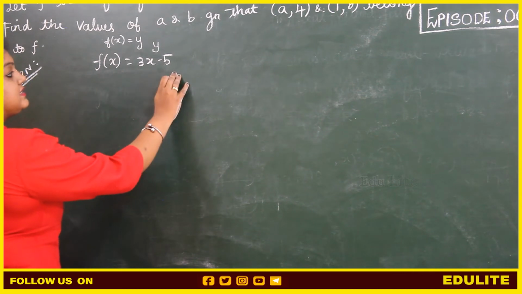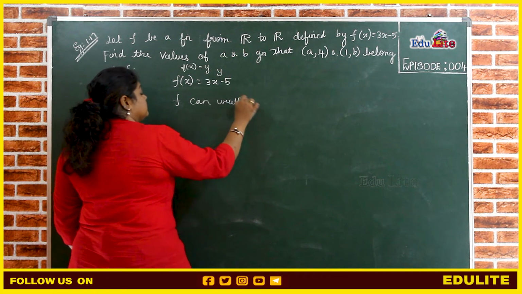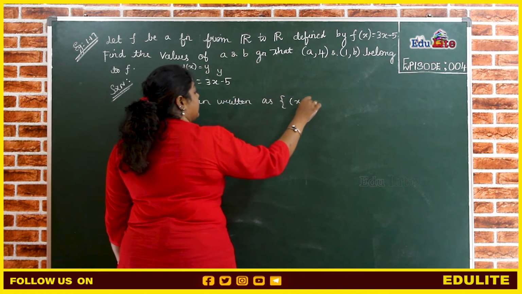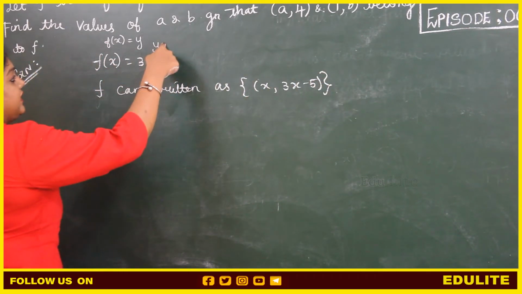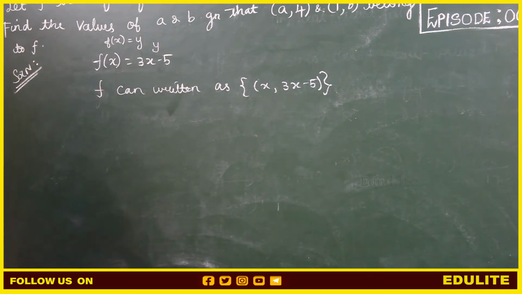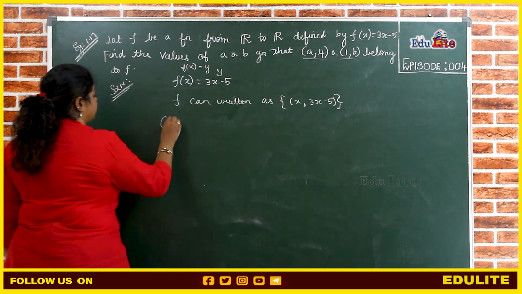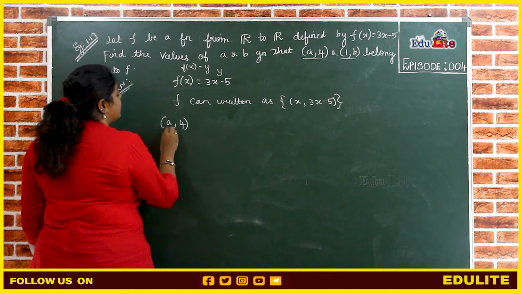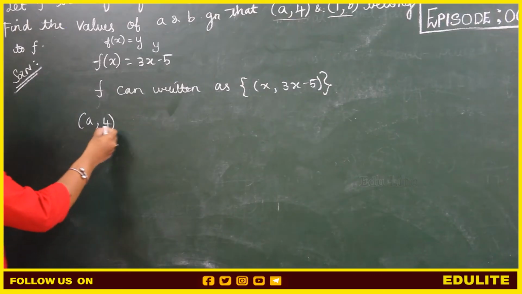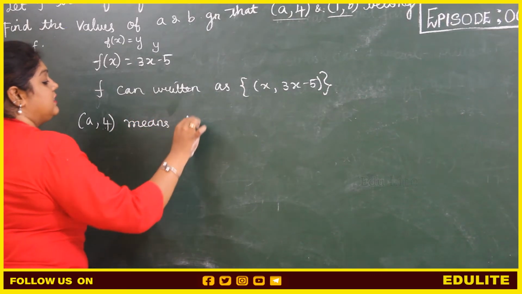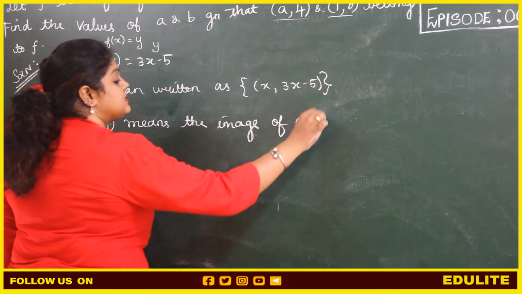So this can be written as a set of ordered pairs. f can be written as (x, 3x - 5). Here it is x, therefore (x, 3x - 5) represents (x, y). Next, we are given these two ordered pairs. I will consider (a, 4) first. (a, 4): what does it mean? The image of a is 4, which means a is mapped to 4.